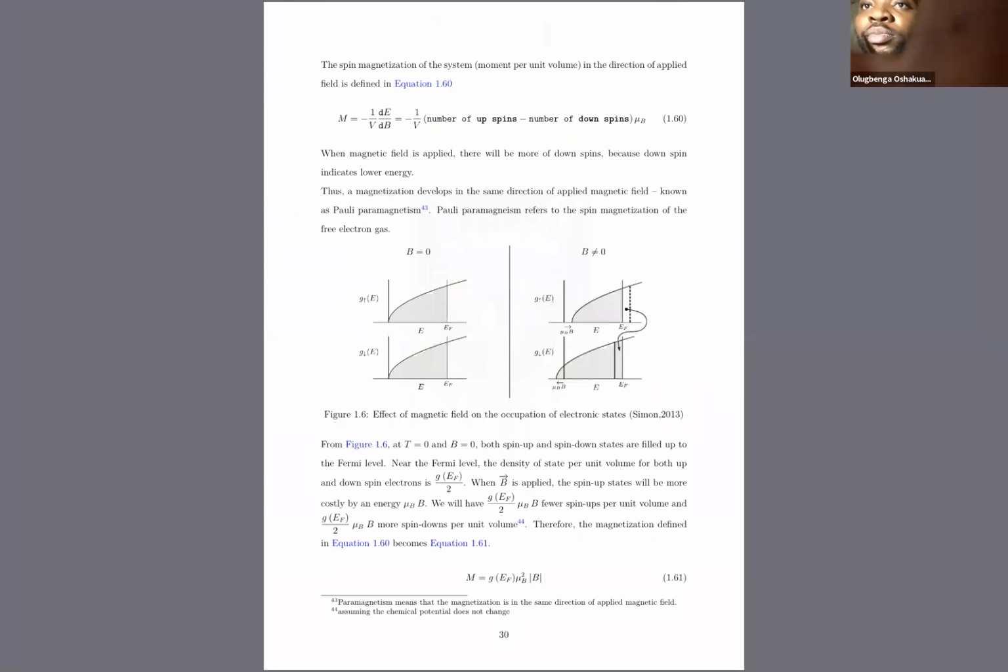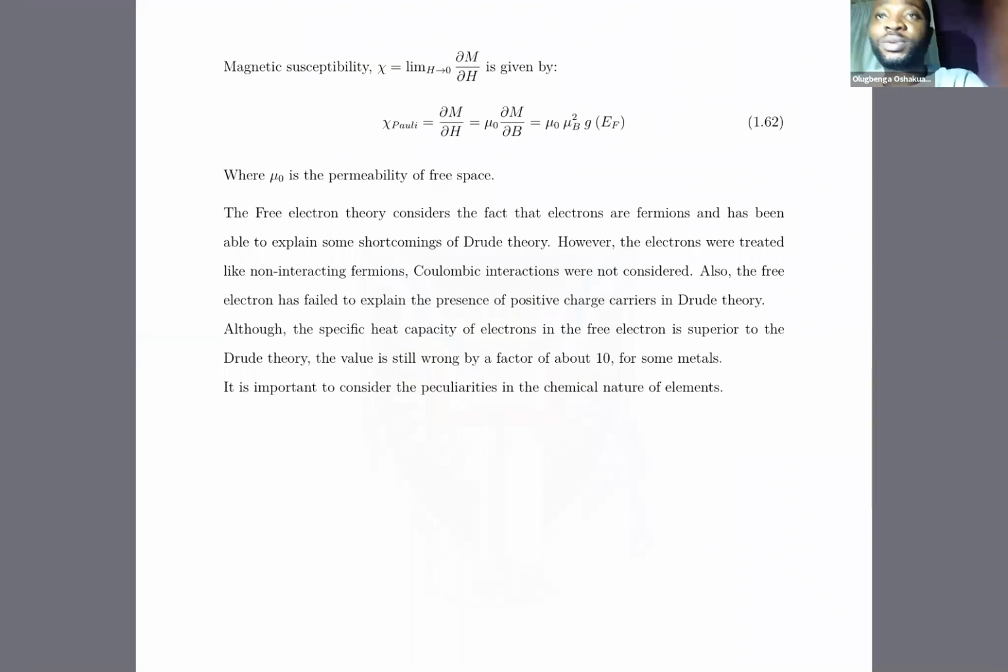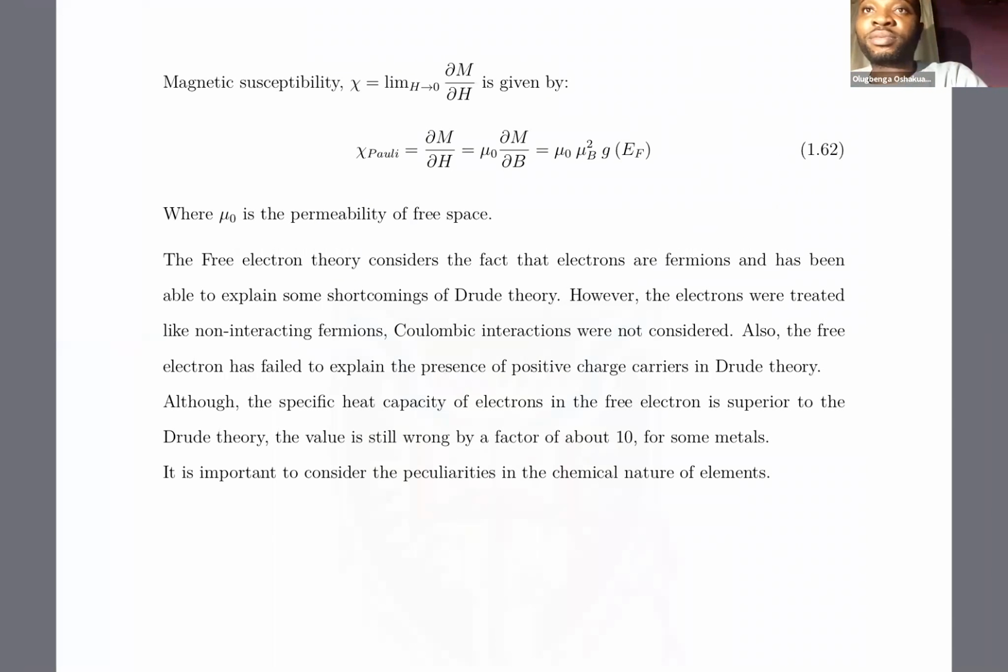So magnetic susceptibility is defined in equation 62, which to me I feel is straightforward. But if you have any questions, please do not hesitate to ask.